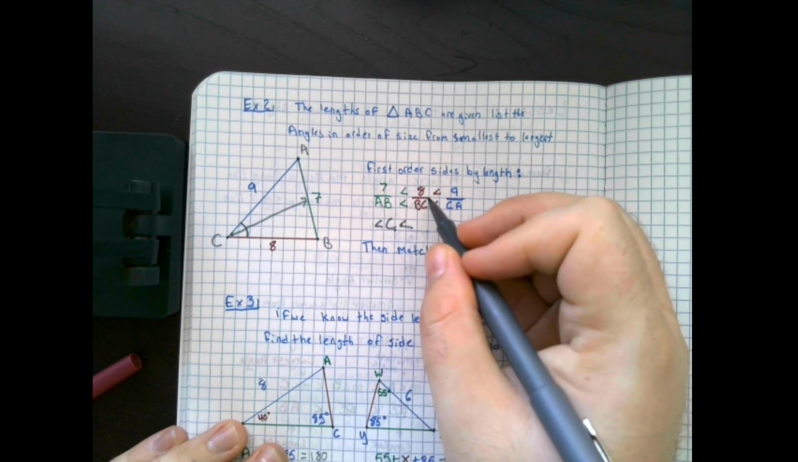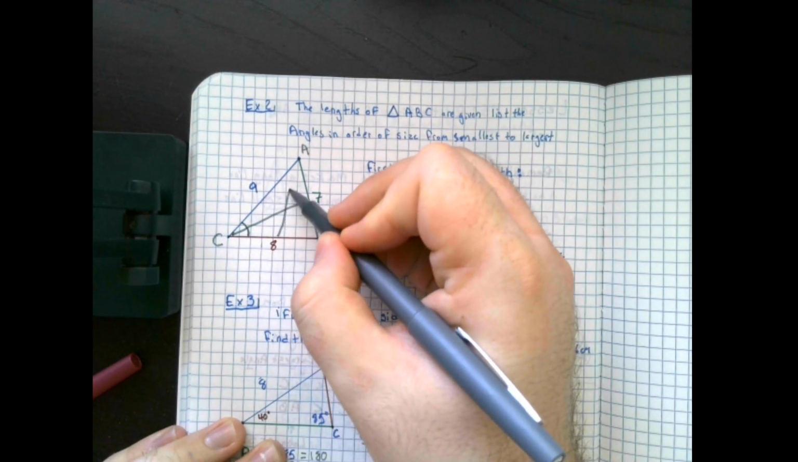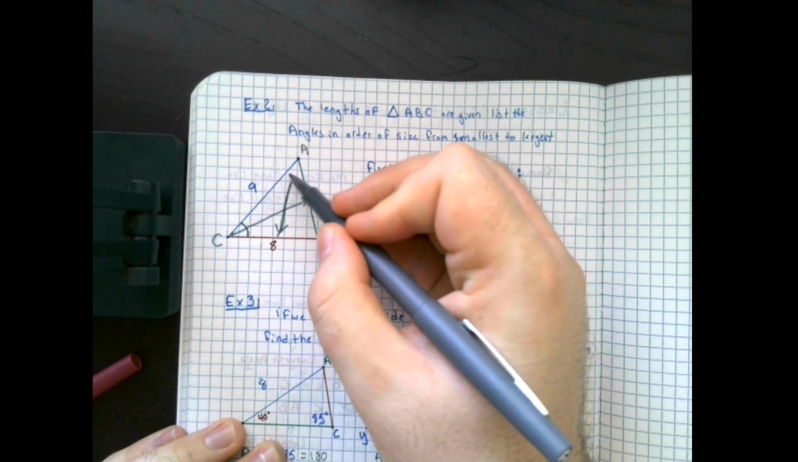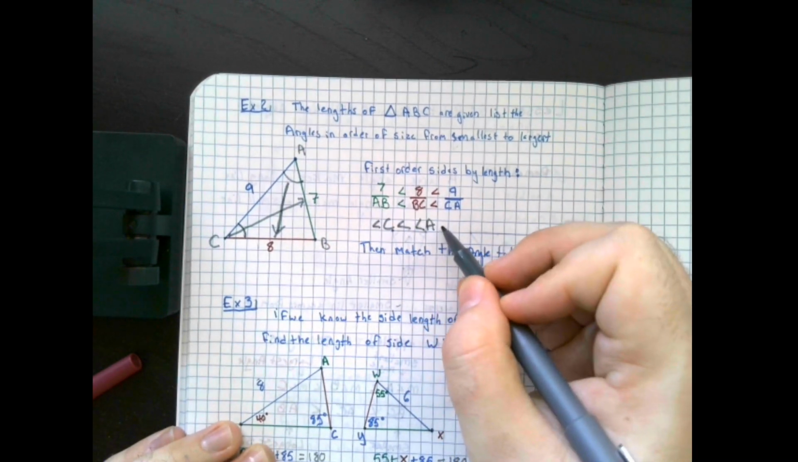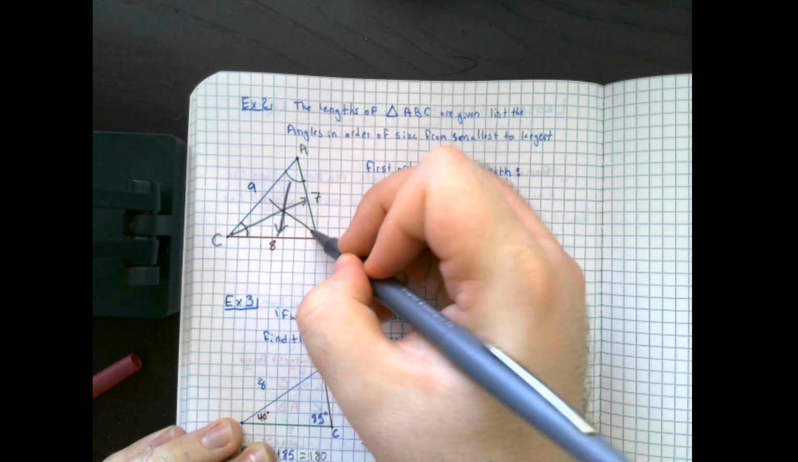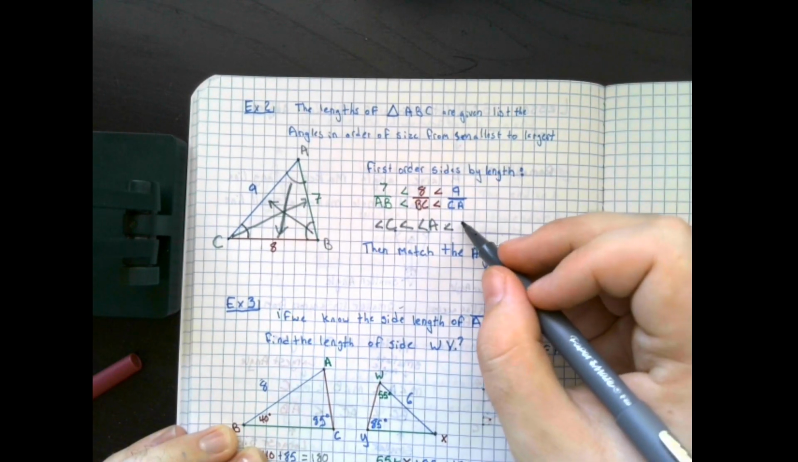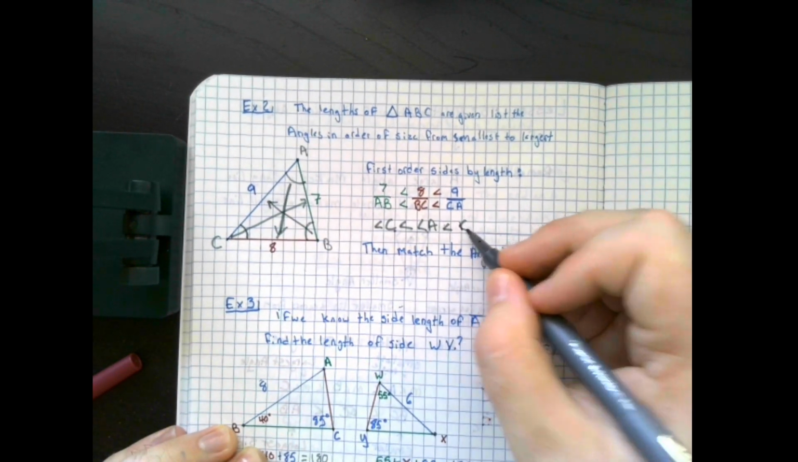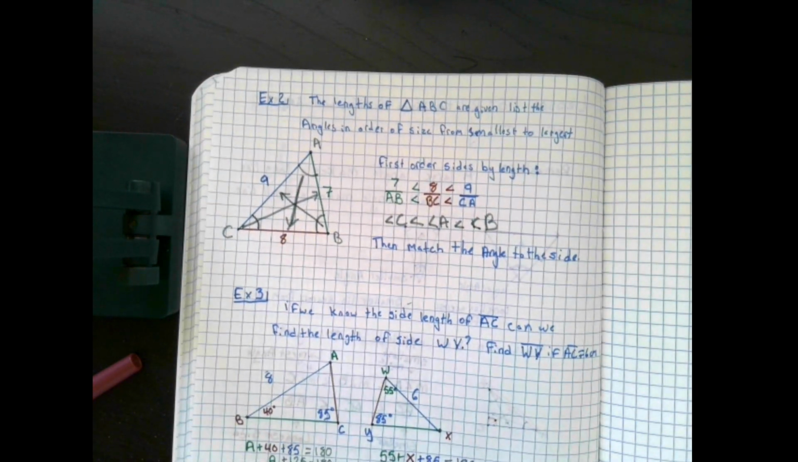is less than which angle creates the 8. Well, we just go across from it. The angle across from it is angle A, which is less than the angle which creates the 9, which is angle B. And that's all you have to do.